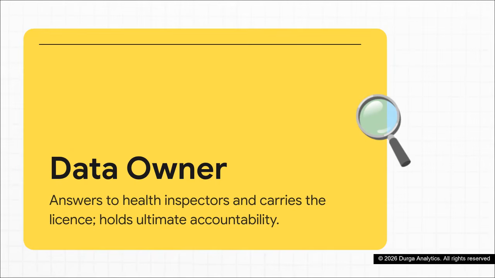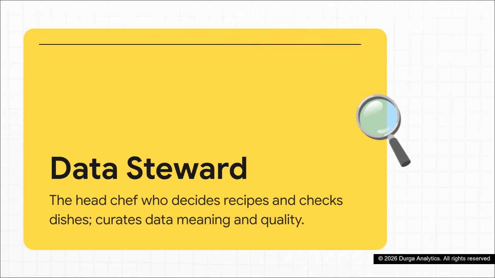They're the senior business leader who answers directly to the health inspectors and has their name on the license hanging on the wall. Now, they probably aren't in the kitchen chopping onions every day, right? But if someone gets food poisoning, they are the one who carries the ultimate can. They are entirely answerable.